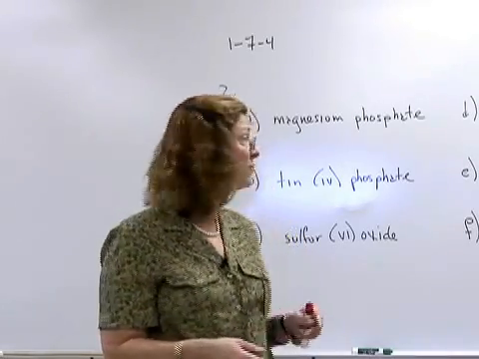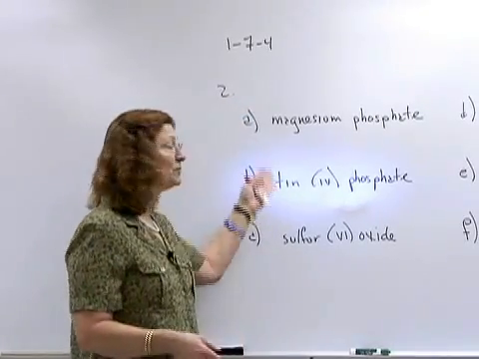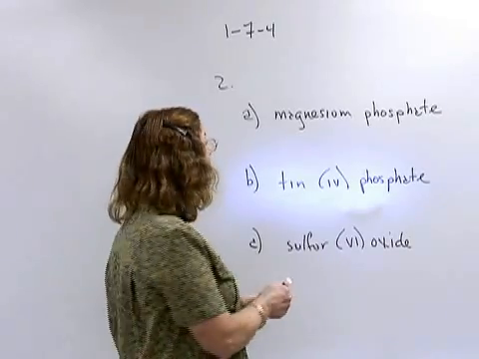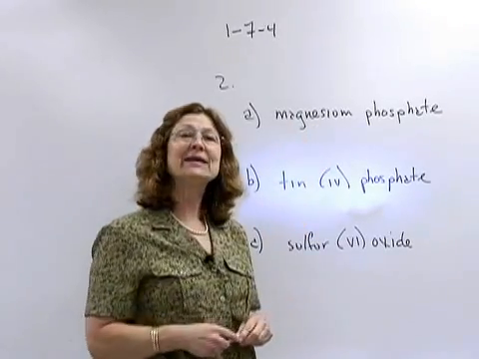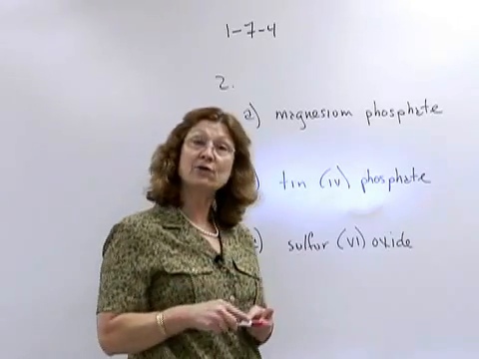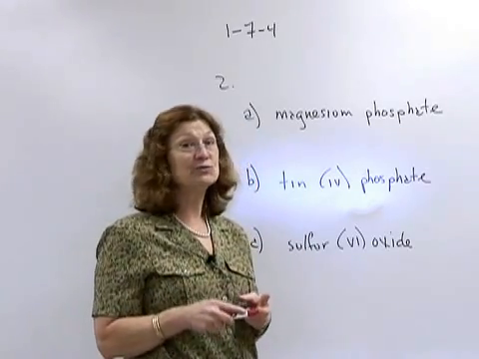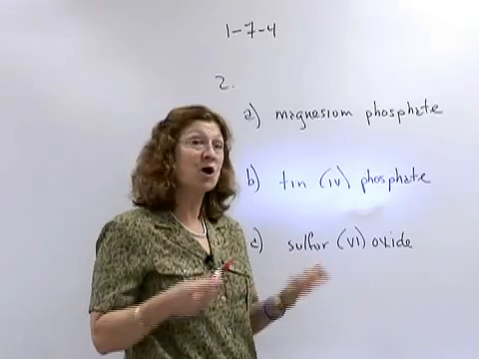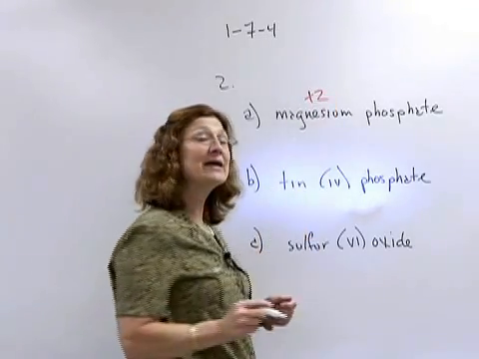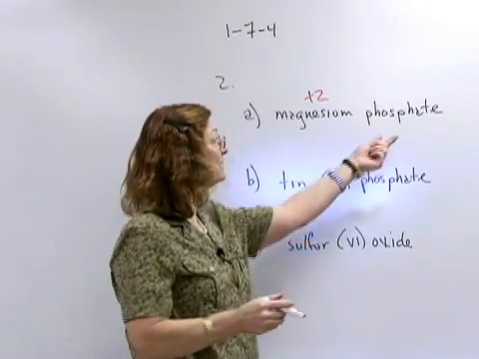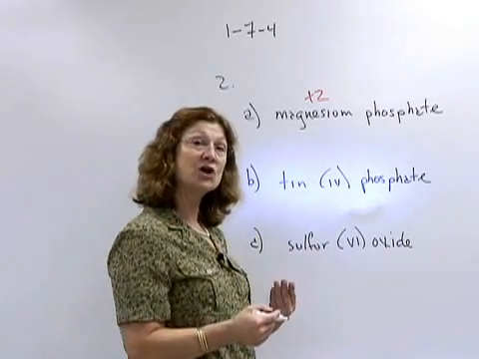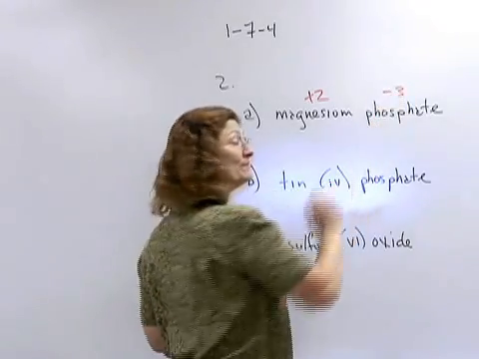Number 2, we are going, first of all, from the name to the formula. A good habit in the beginning to do this is to say, first of all, is magnesium an alkali metal? No. Is it an alkaline earth metal? Yes. So I do not need a Roman numeral. It is always +2. So I will write the +2 above the magnesium. Phosphate is a polyatomic ion, PO4 with a -3 charge, and it is -3.